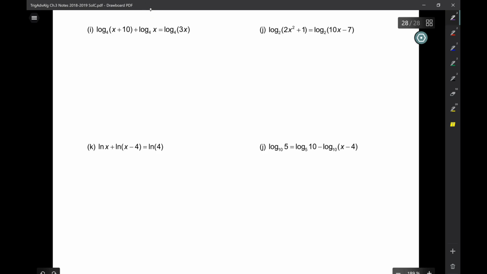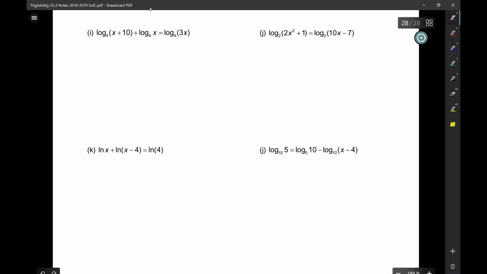Okay, so here we have to condense this. So log base 4 of x plus 10 equals log base 4 of 3x. Now I can set the 2 equal to each other. So it's x plus 10 equals 3x. When I distribute, x squared plus 10x equals 3x.